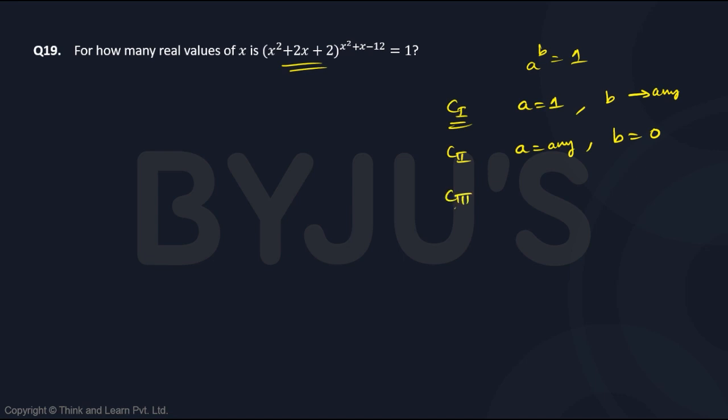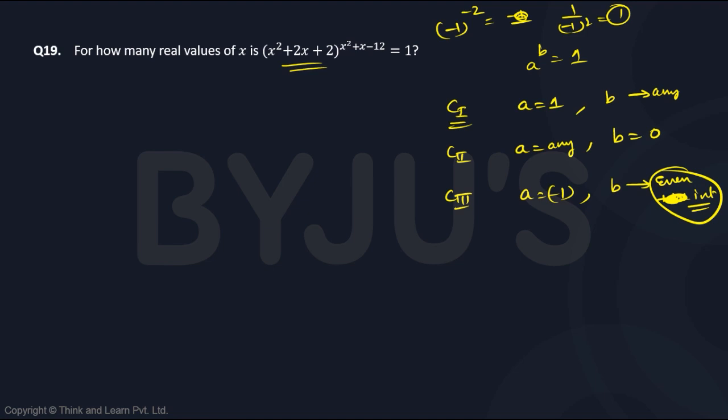But case 3 is where people usually forget. Case 3 is when a is minus 1 and b is an even integer, even positive integer. Okay, in fact it doesn't have to be positive. An even integer is good enough, because minus 1 to the power of minus 2 is 1 by minus 1 whole square, which is 1. So basically you need an even integer only. These are the 3 cases.